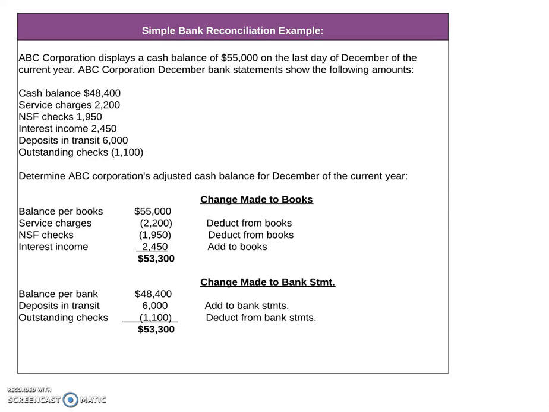All right, ABC Corporation displays a cash balance of $55,000 on the last day of December of the current year. ABC Corporation's December bank statements show the following amounts. So we have a beginning cash balance on our books of $55,000. That is going to be compared to our cash balance per our bank statements of $48,400.